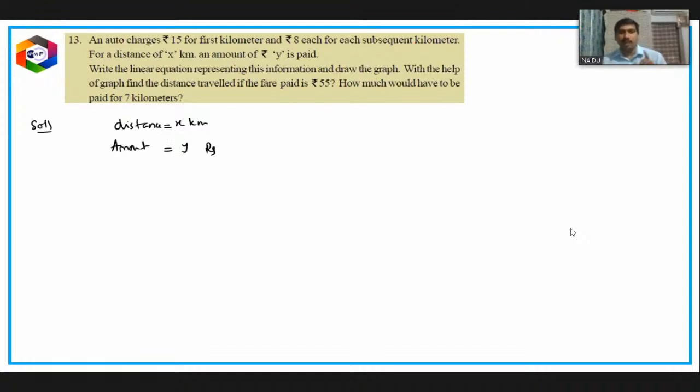Observe children, auto charge is 15 rupees for the first kilometer and 8 for each subsequent kilometer. Write the linear equation representing this information and draw the graph. With the help of this graph, find the distance. Yes. Now, we are calculating the amount. So how do you get the amount? Amount will be equal to first kilometer 15, that is fixed, plus 8 rupees for each kilometer. Is it clear or not?